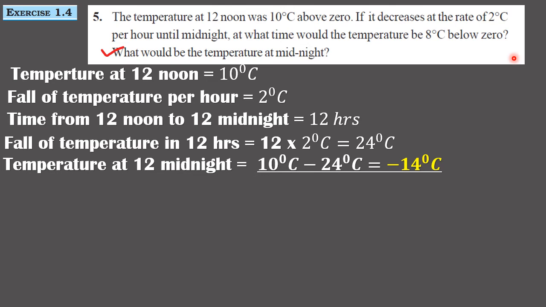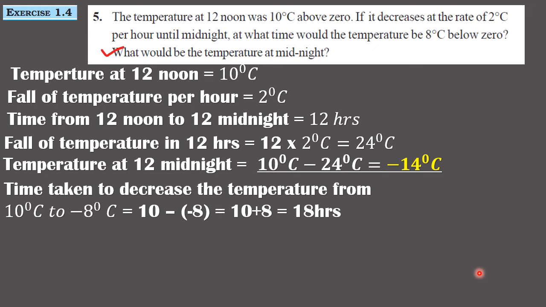Now let us come to the first part of the question. What time would the temperature be 8 degrees centigrade below 0? That is minus 8 degrees centigrade. Because temperature is coming down from 12 noon, what time will the temperature show minus 8 degrees? That is what we have to find. So the temperature has to decrease from 10 degree to minus 8. So the difference, 10 minus minus 8, that is 10 plus 8. 18 degrees.